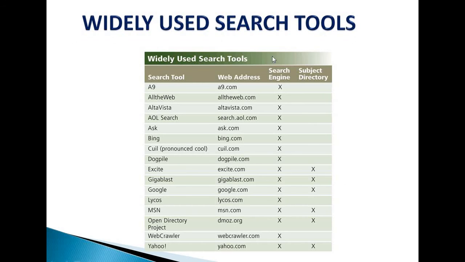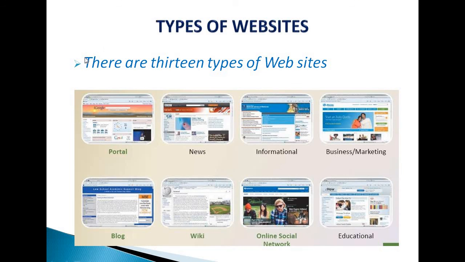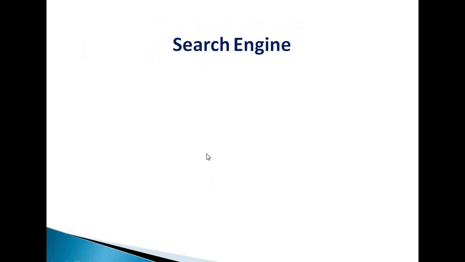I have covered various search tools in our slide. Here are the different search tools you can see, and these are the search engines which are helpful for locating items. You can say a search engine is basically useful for images, video, text, news. Here are the different websites I have mentioned and showed, 13 different websites. Here you can see these are the 13 websites.